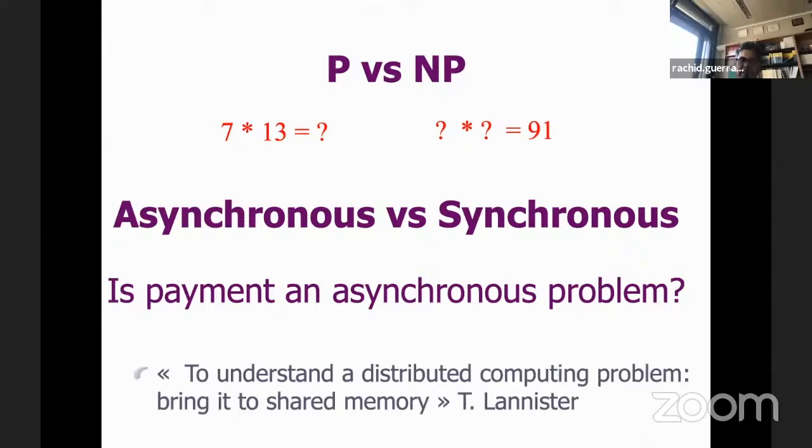Okay. A big scientist in distributed computing, Tyrion Lannister, said, to understand a distributed computing problem, bring it to shared memory. I'm sure you all know Lannister. So he didn't really say that. Lannister is this Game of Thrones guy whom I like a lot. So I believe also that in order to really understand whether a problem is synchronous or asynchronous, you need to study it in shared memory. It's much easier.